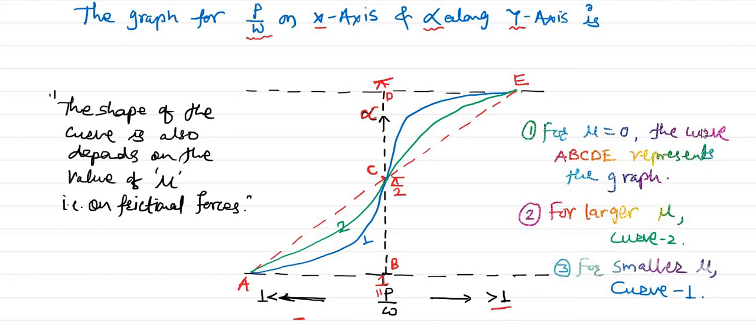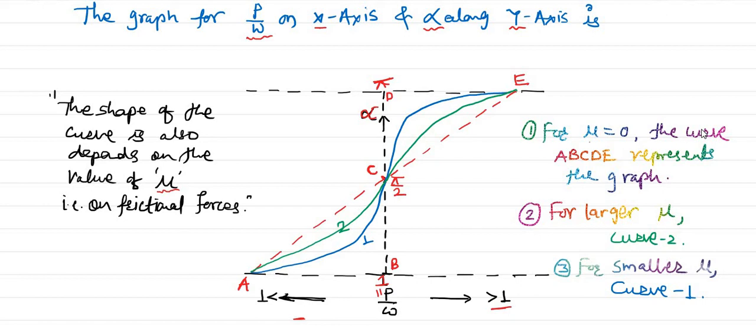Okay, now if we talk about the frictional forces being absent, this shape of this curve is also decided by the frictional forces. The resistive forces are responsible for the shape of this curve, but at the same time we must know about the frictional force, that means moreover the frictional constant mu. So depending on mu, we have these three different curves.